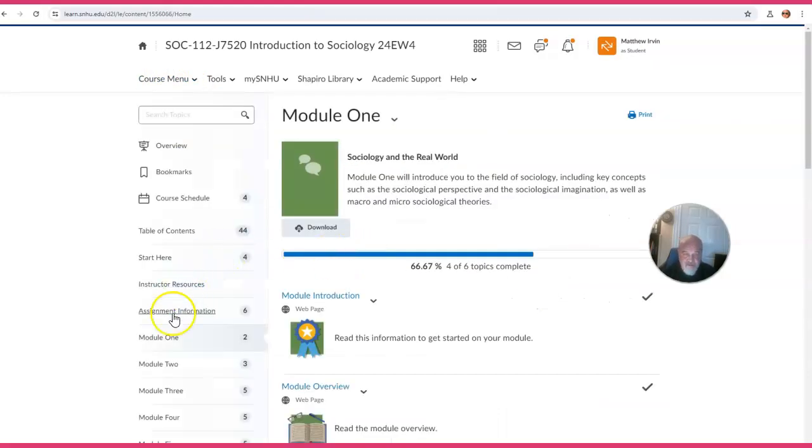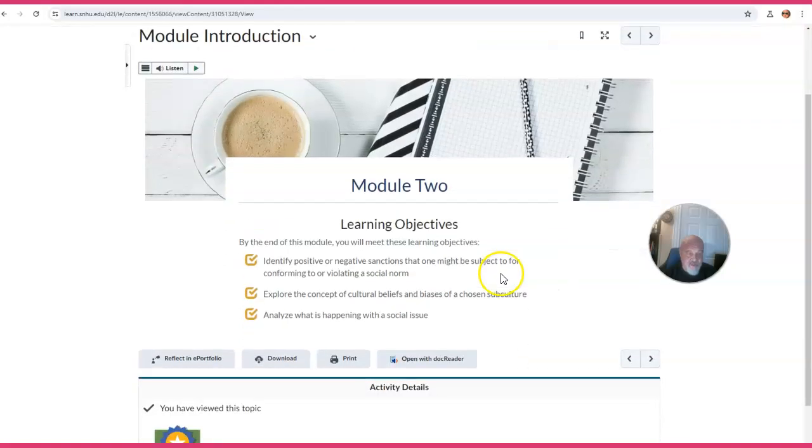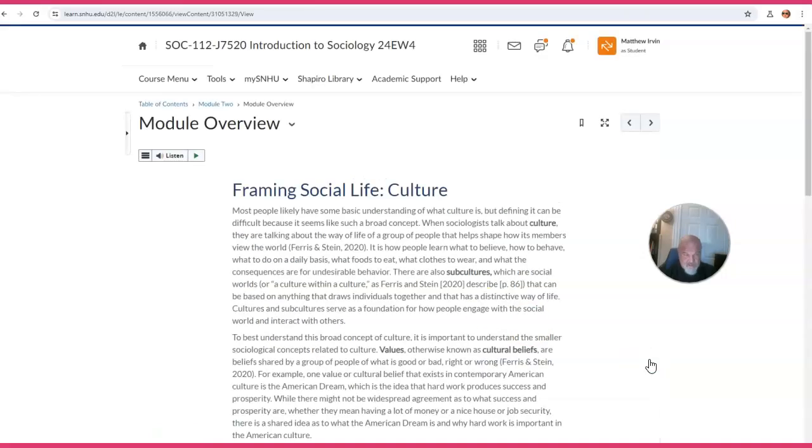at Module 2. Again, I'm looking at this as if I was a student. So we're going to be looking at what are called sanctions, social norms, and cultural beliefs and biases. Okay.